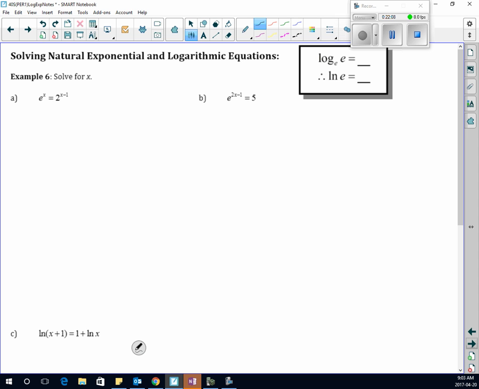Here's some little shortcuts I think you should memorize. What do you think of log e base e is equal to? Yeah, it would be 1. It's just like when you have log of 3 base 3 or whatever, right? If they're matching, it's 1, because that's the only way it could be the same. So that means that ln e is 1. So anytime you see ln e, that's equal to 1.